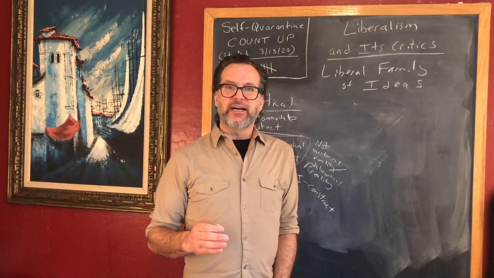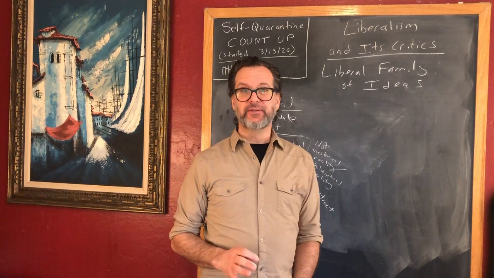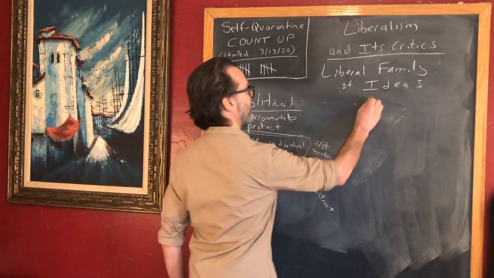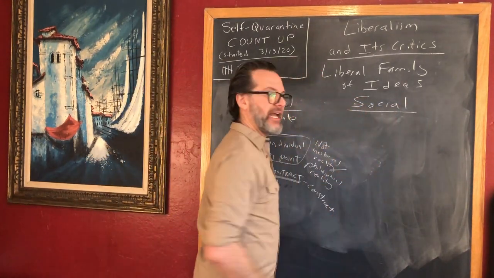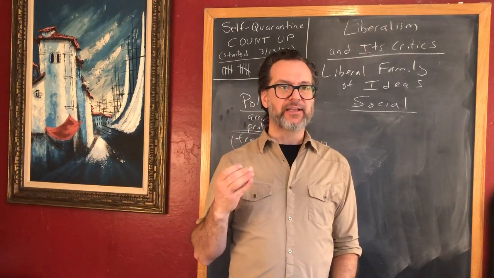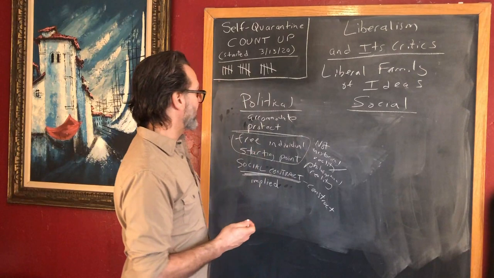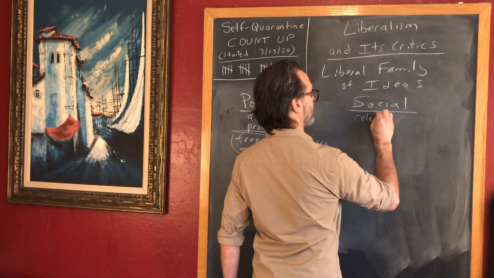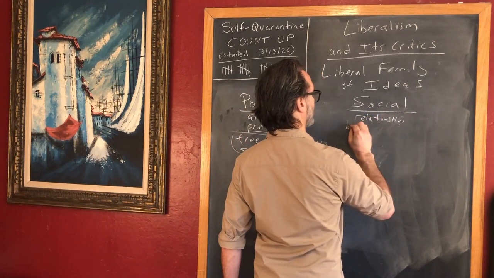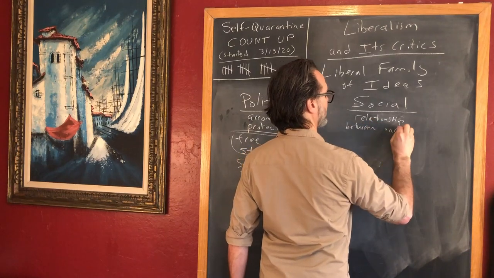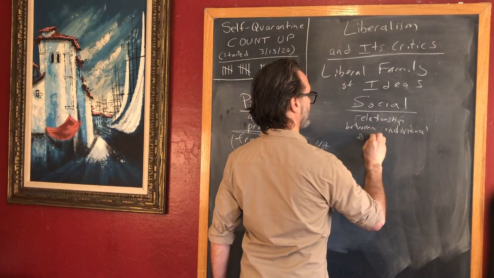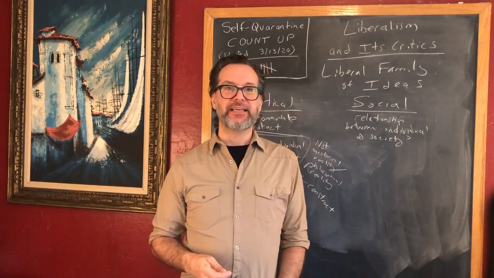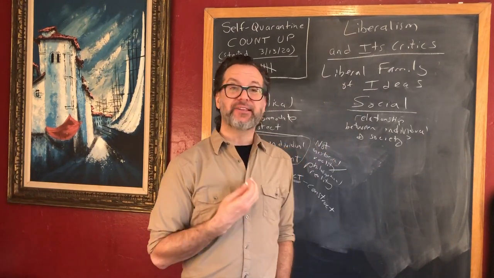This all raises a question that is bigger than the political, another domain, and that's the social. And the social question about liberalism is connected to this one, right? What is the relationship between the individual and society? And actually, this would seem to be the first question that should have been asked. To me, it seems that way anyway.